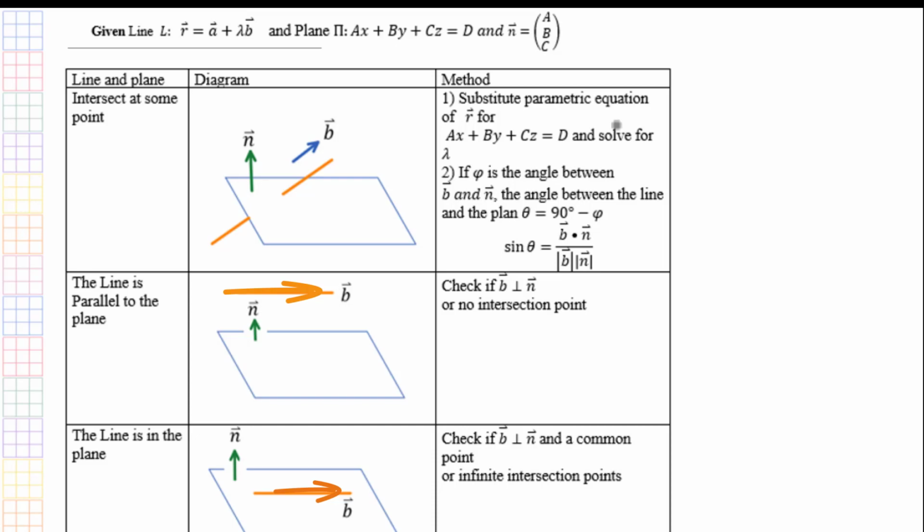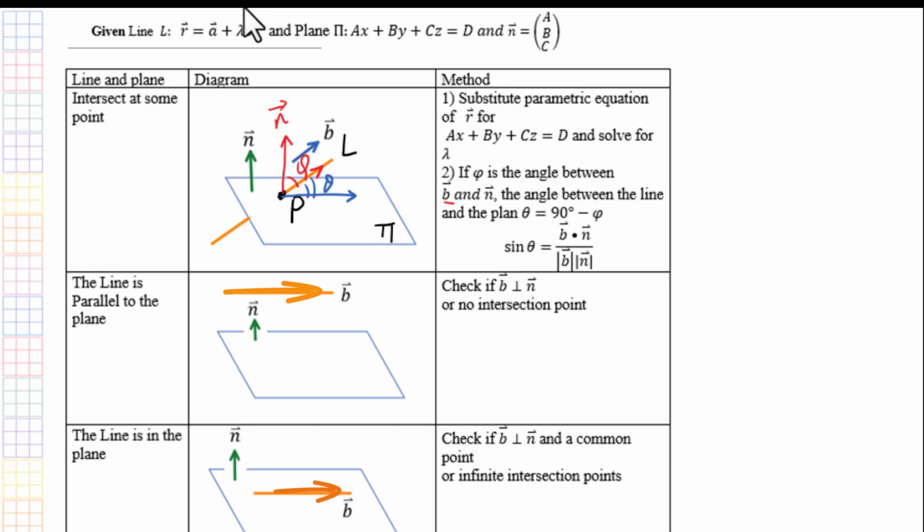Intersect at some point, like this. This is L, this is pi. They intersect at this point, P. Then we can figure out the coordinates of this P. Let's label the angle between normal vector n of the plane pi and the direction vector b of L as phi. The angle between the line and the plane, let's label as theta.